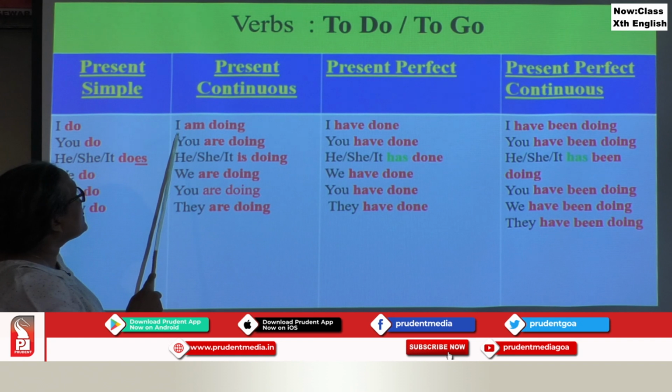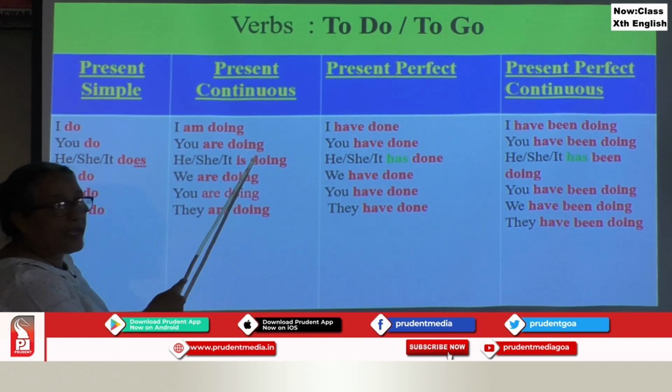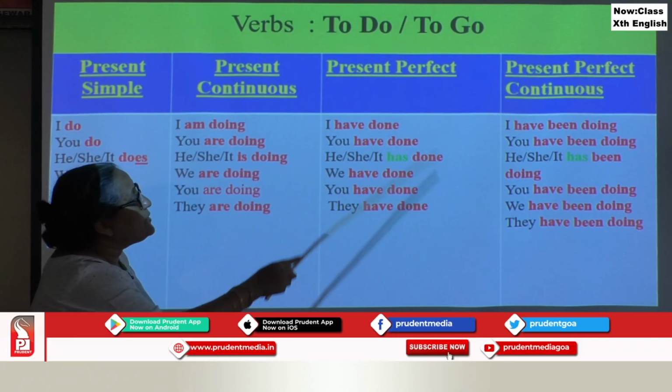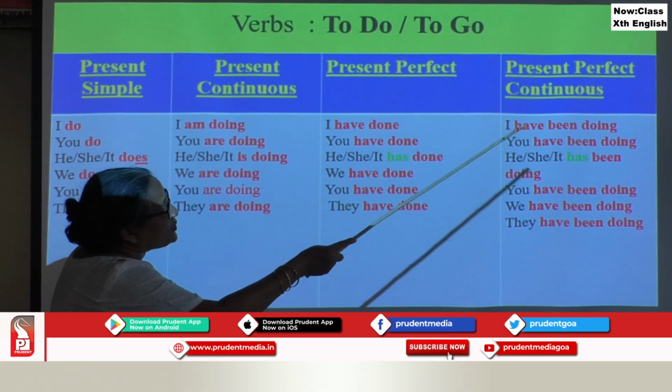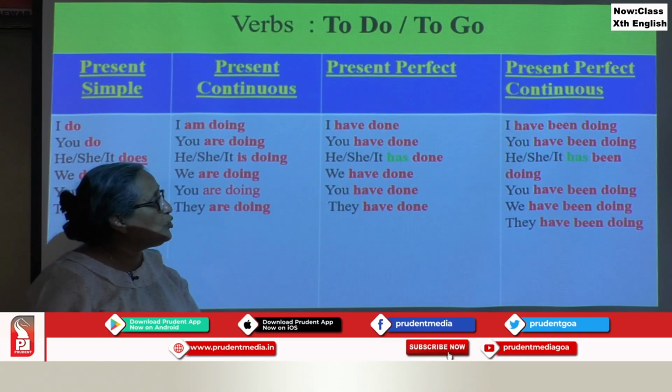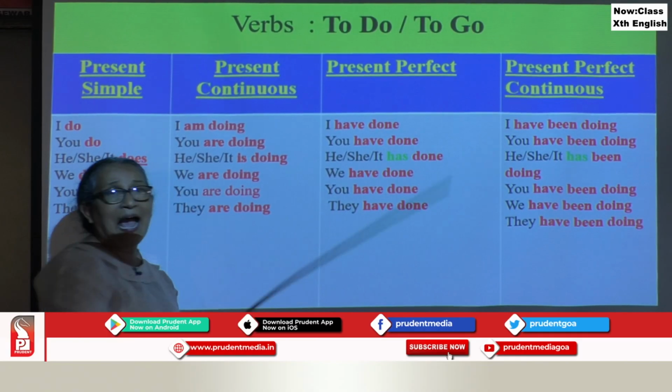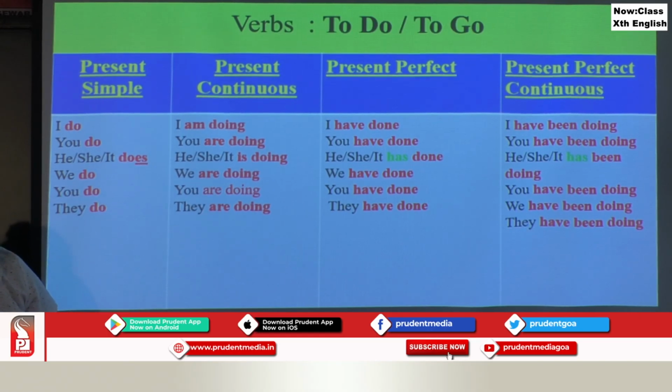Present continuous, I am doing, you are doing. Present perfect, I have plus past participle, done. Present perfect continuous, I have been doing, you have been doing. In the case of third person, he, she, it has been doing.